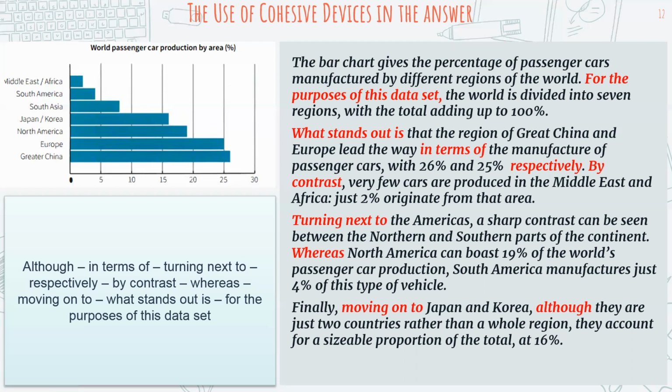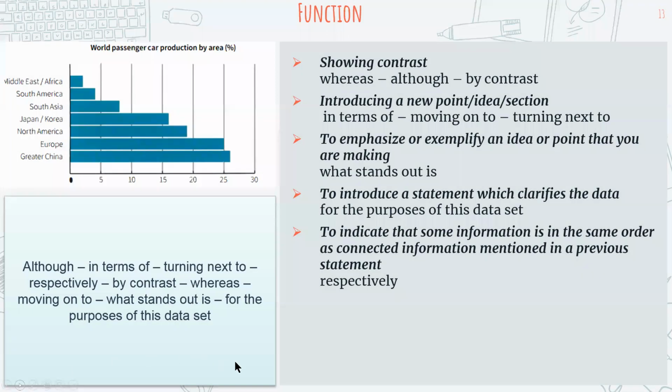Of course, each one of these cohesive devices has a different function. Some are used to give examples, some to talk about the opposite, and so on. Okay, so let's put them in some classification. Let's classify them, I mean. Showing contrast: you can use whereas, although, by contrast, to show contrast. You are talking about something, then something completely different. I mean the opposite.